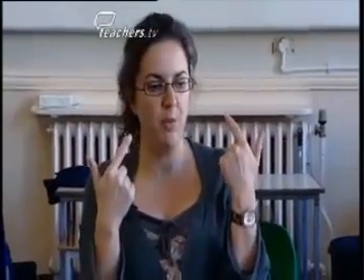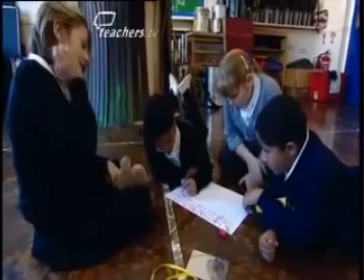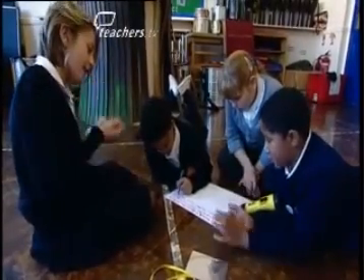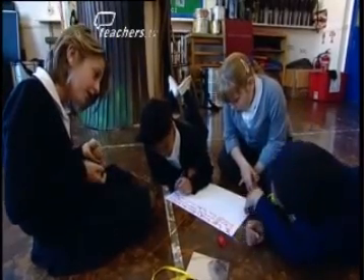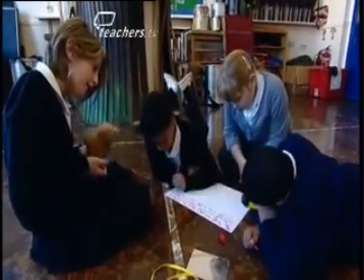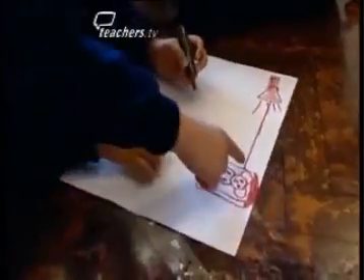So we need quite a few objects on our page, okay? And I'm going to ask you to write down an explanation of what's happening. You can write it in a sentence, or you can do a diagram. It's up to you.